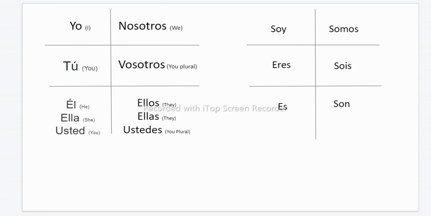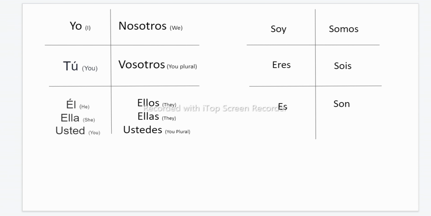For example, you have to say yo soy. So it will become I am, yo soy. For example, you have to say tú eres. This is informal. So tú eres, it will become you are. Tú eres, you are. Now you have to say él es. What will it become? Guess. Yes, he is. Él es.